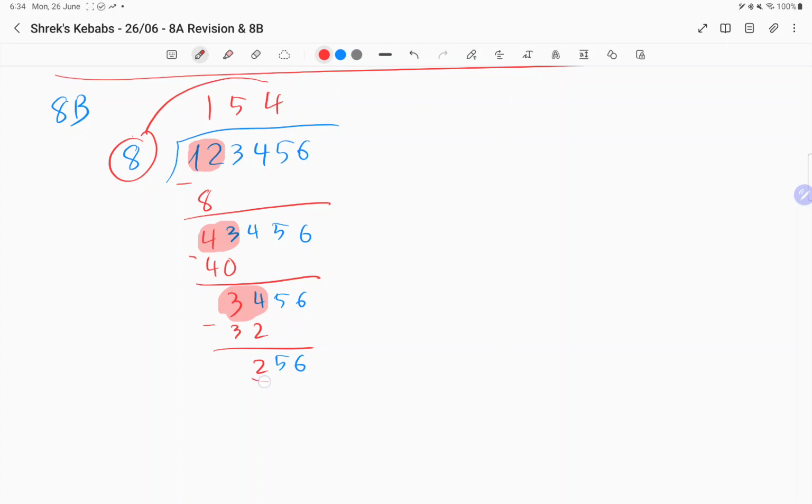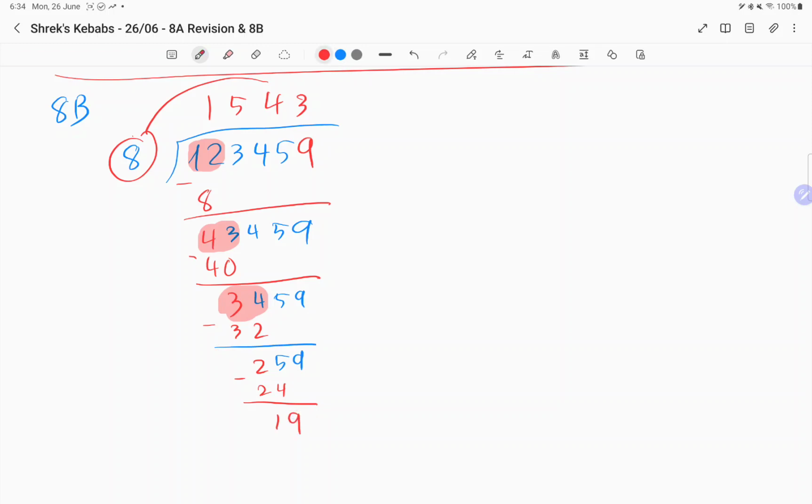256. So 25 divided by 8 is 3. This time it is 3. 3 times 8 is 24. Subtract that, you get 1. Drop the 6. Actually, no, I'll change it to a 9, and you'll see why I want to do that in a second. So change that to a 9.